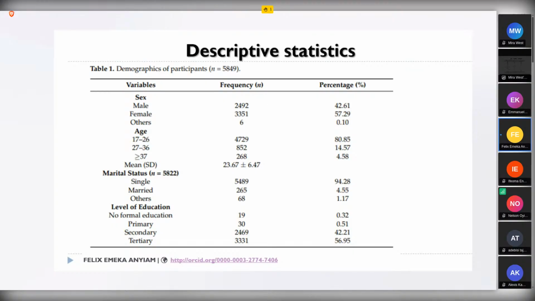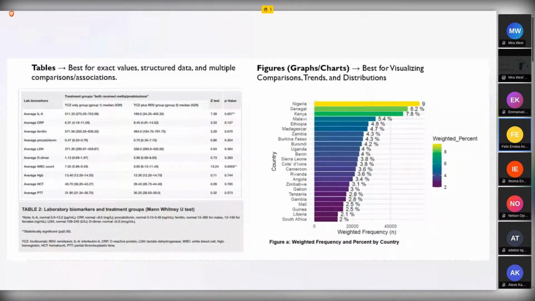That's what descriptive statistics is all about. And the tables are usually this way: the variable, the values, the frequency or the means, the percentage or the standard deviation. That's it about descriptive statistics. So if you look at the figure that is here, this is another way you can represent your descriptive statistics.